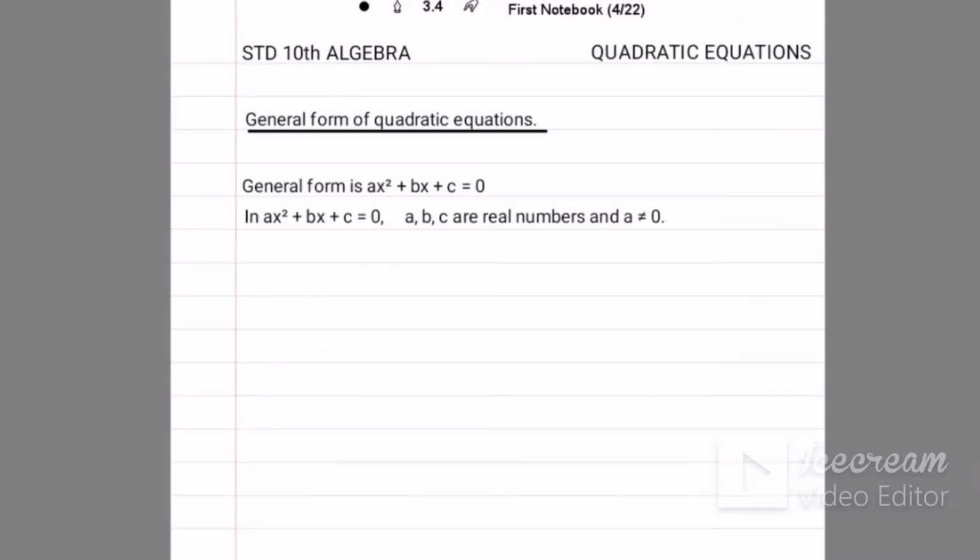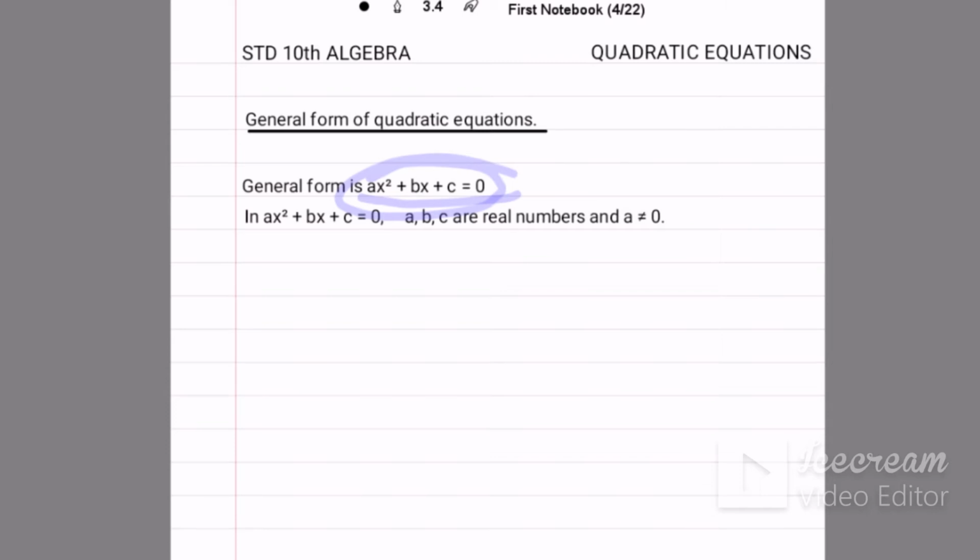Now the next topic is the general form of quadratic equations. It is also known as the standard form of quadratic equations. So don't get confused between these two terms. Now we have learned what a quadratic equation is, right? This is the general form of that equation, that is ax square plus bx plus c is equal to 0. Every equation has its own general form. Like we saw in the linear equations of two variables, the general form was ax plus by plus c is equal to 0. Now this is the general form of a quadratic equation.